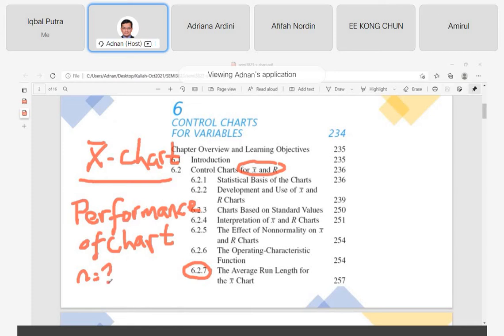n value, n can be 4 or 5 or even 2. But normally people use 4 or 5. And the number of g is the number of subgroups. This n, 4 or 5, you must fix. If you use 4, continuously using 4, it means that every time you take a sample, you take 4, or you take 5.